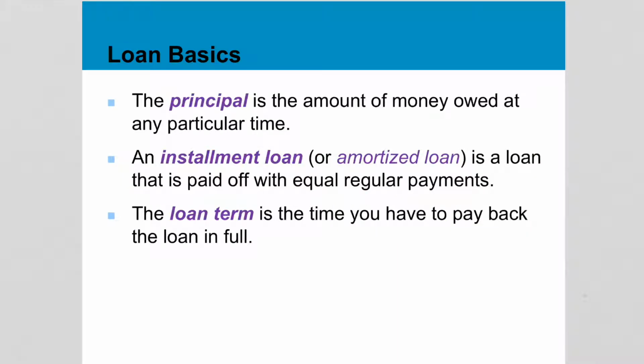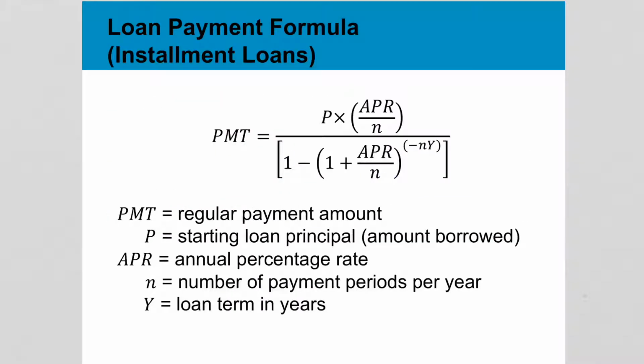Loan basics. The principal is the amount of money owed at any particular time. An installment loan, or amortized loan, is a loan that is paid off with equal regular payments. It's hard to say for me for some reason. The loan term is the time you have to pay back the loan in full.